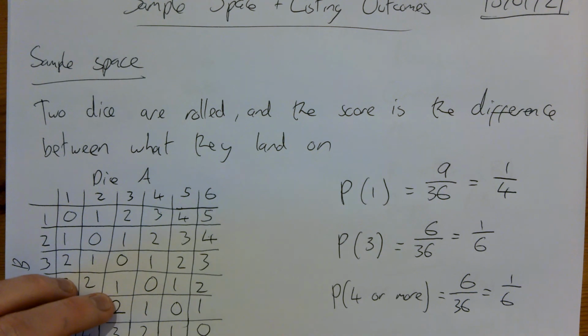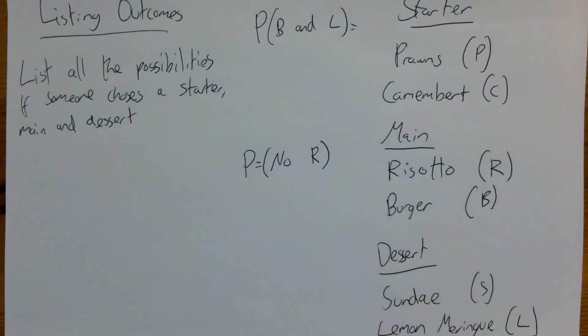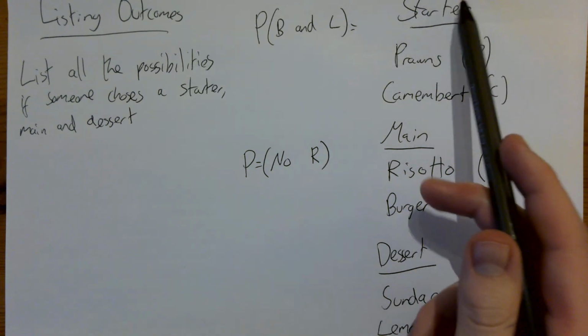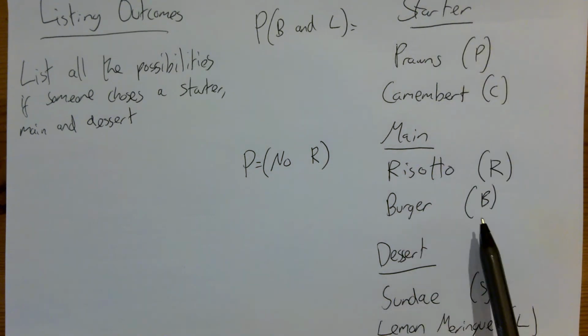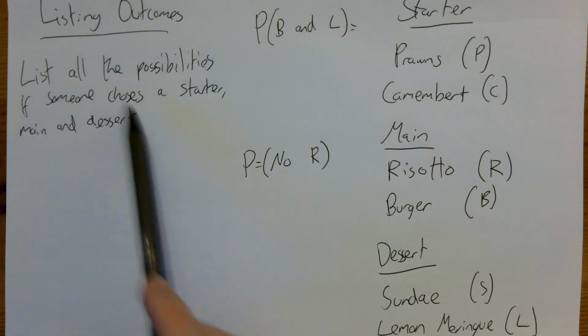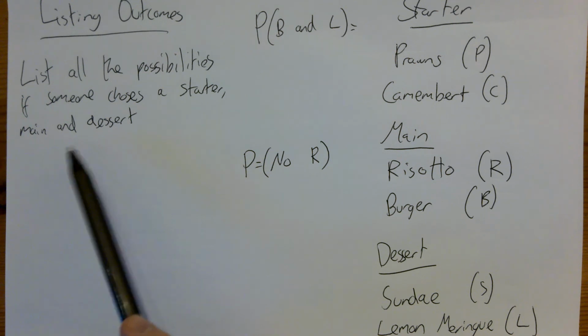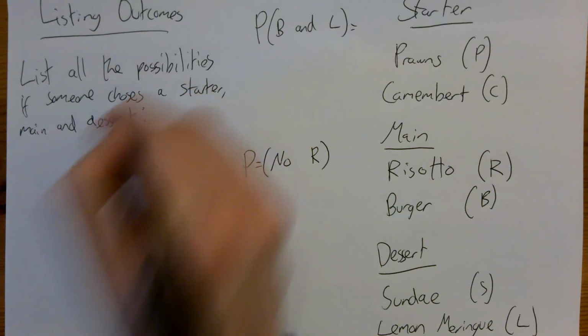The other one we're going to look at today is listing outcomes, which is very similar. Here's a menu from a restaurant. We've got the starters, the mains, and the desserts. And we've been asked to list all of the possibilities if someone chooses a starter, a main, and a dessert. So I'm going to get you started with this one.